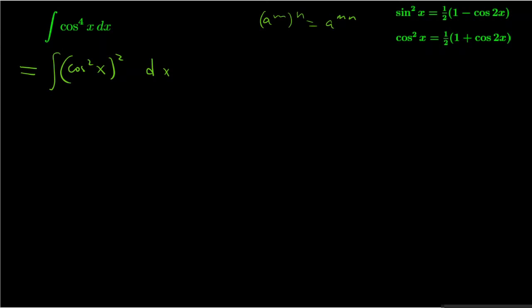Okay. So inside the brackets you can use one of the two identities, the second identity, right? The second identity tells you to replace the stuff inside the brackets with half of 1 plus cos of 2x, the whole thing squared.